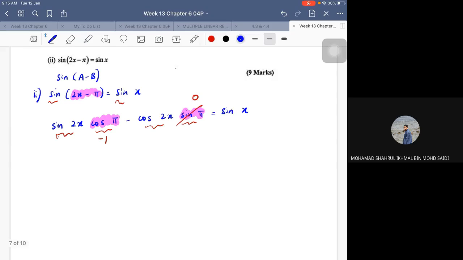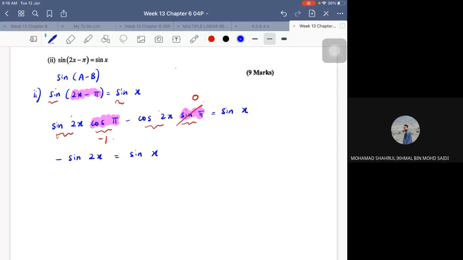We can substitute the value of cos pi as -1 and sin pi as zero. So I multiply: sin 2x multiplied by -1, we get negative sin 2x. Okay, cos 2x multiplied by zero, we know that anything multiplied by zero becomes zero. So automatically the whole thing becomes zero. And on the right hand side, we have sin of x.